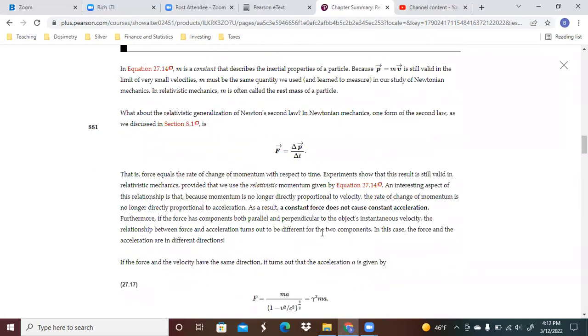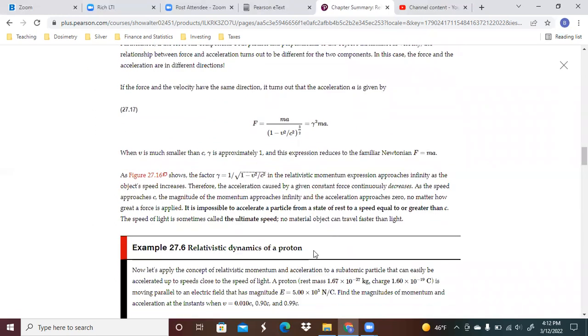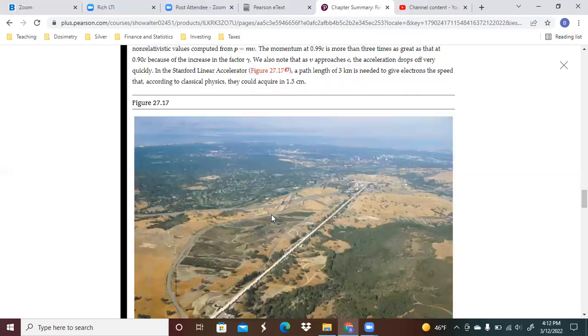What about Newton's second law, where force is the change of momentum with respect to time? How do we go about changing that? It turns out here that force is equal to gamma cubed times mass times acceleration. So it is impossible to accelerate a particle from a state of rest to a speed equal to or greater than c. The speed of light is sometimes called the ultimate speed, in other words, the cosmic speed limit. No material object can travel faster than the speed of light. You've got some problems there to work through.